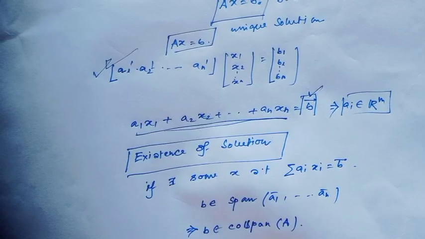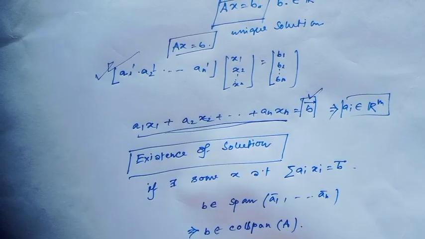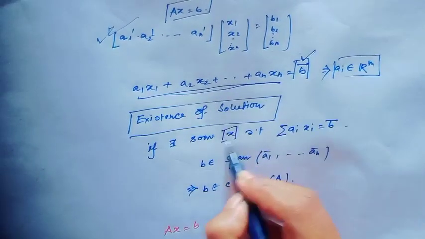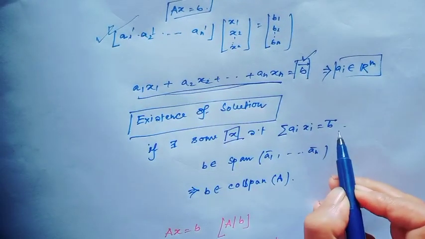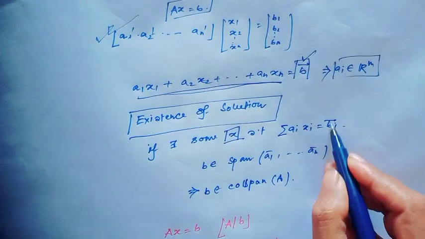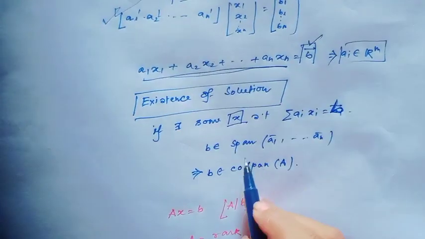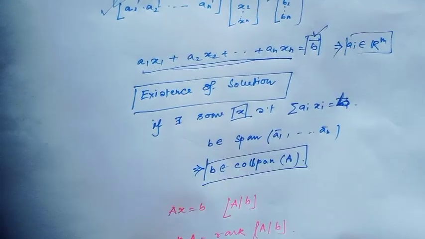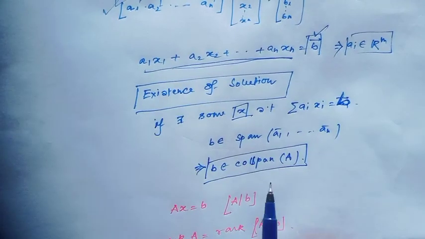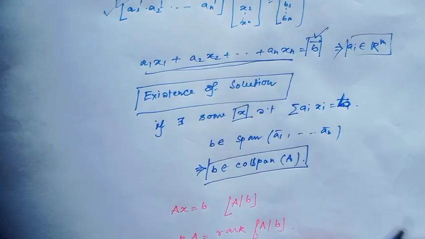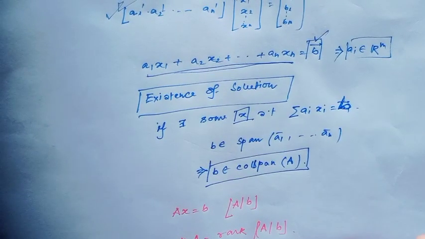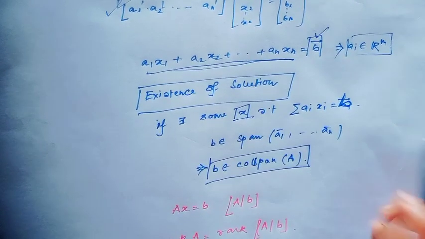That means if there exists a solution of the non-homogeneous equation, there exists some x such that the sum of Ai xi equals B, where this B is actually in the span of the set A1 up to An. That implies B belongs to the column space of A. So if there exists a solution of the non-homogeneous equation, then B always belongs to the column space of A.